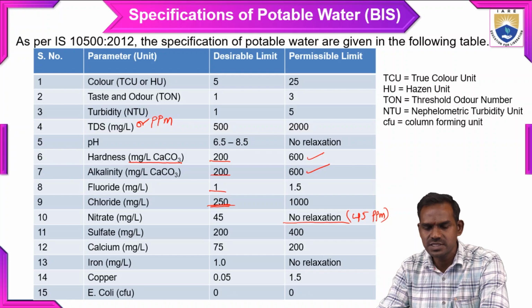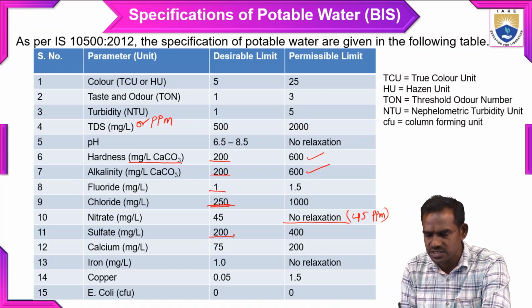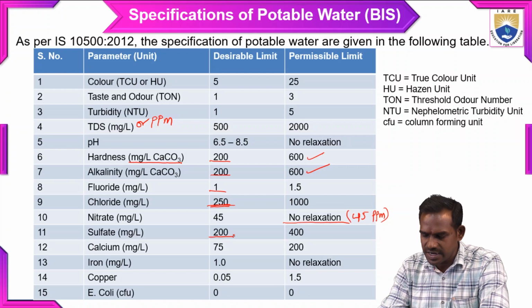The next parameter is sulfate content, which is also measured in units of ppm or milligram per liter. The desirable limit is 200 ppm and the permissible limit is 400 ppm. The desirable limit of sulfate content in drinking water is 200 ppm and the permissible limit is 400 ppm. Beyond that, we cannot drink water.